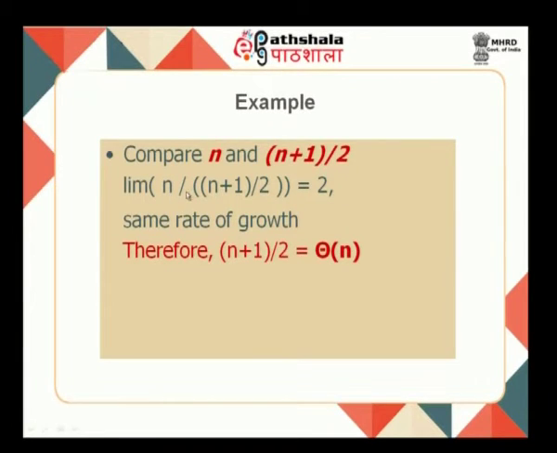We can take a simple example. If I have two algorithms whose complexities are n and n plus 1 by 2, I can apply the limits. The limit as n tends to infinity of n by n plus 1 by 2 is going to be a constant. As per the definition, if the limit of two functions turns out to be a constant, then we can use theta. Therefore, I can represent this algorithm as theta of n.